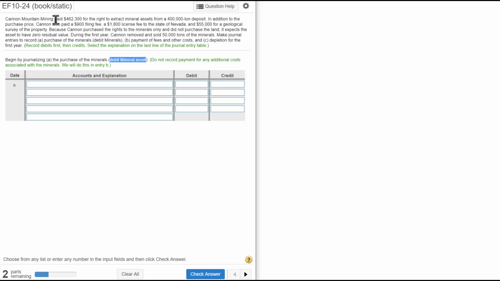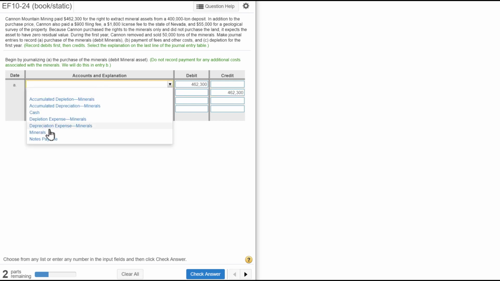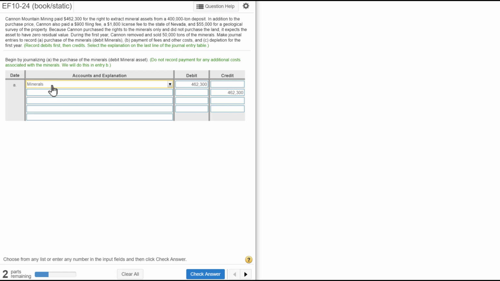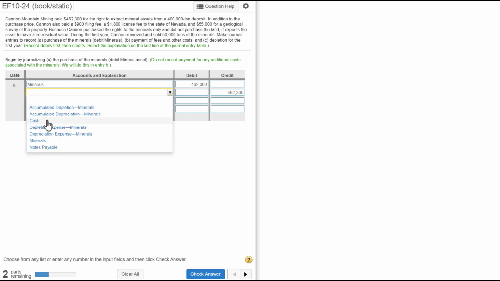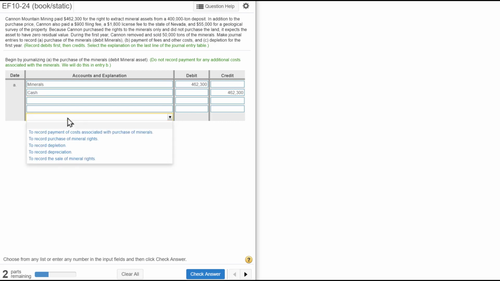All right, so we've got $462,300 that we spent on this mineral asset. Copy and paste. And this minerals is an asset account. Why is it an asset account? Because it has a future value. We're hoping to extract a whole bunch of minerals from this, which will provide us revenue in the future. But we do not have rights to the land, so we cannot call it land as an asset. And we paid cash to record purchase of mineral rights.